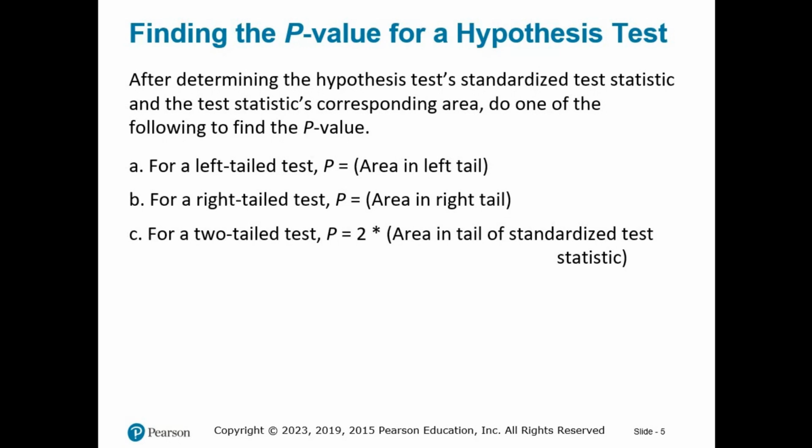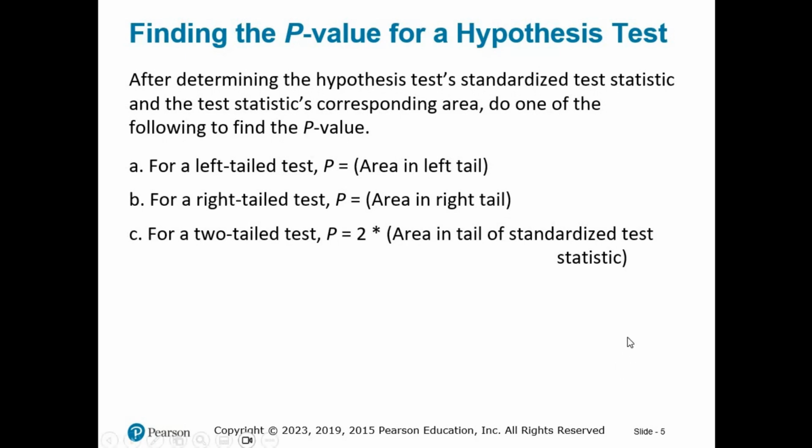This happened when H sub A was mu less than k. And for a right-tailed test, P equals area in the right tail. This happened when H sub A was mu greater than k. And for a two-tailed test, P equals area in both tails. This happened when H sub A was mu not equal to k.